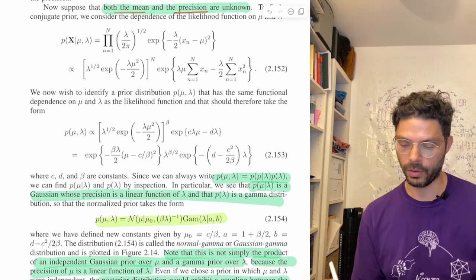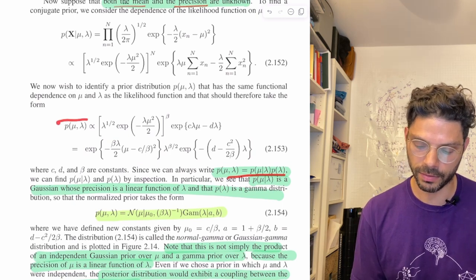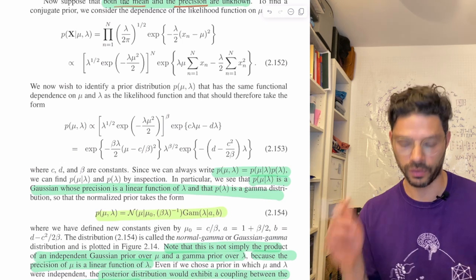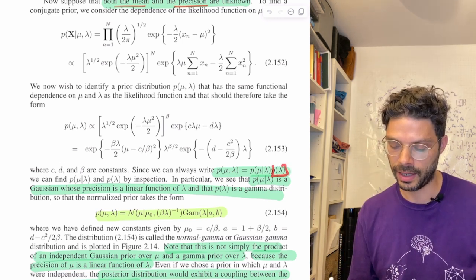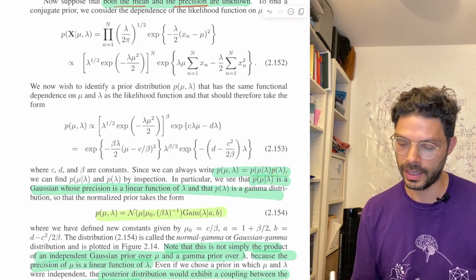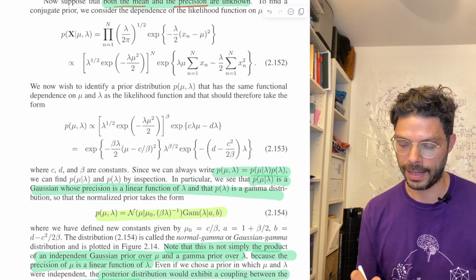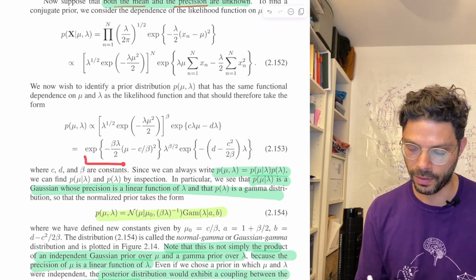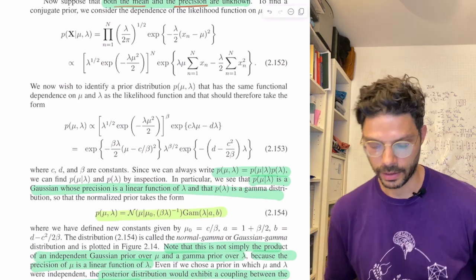Just rearrange that equation. The reason he's done that is because you can write this joint probability distribution, using the product rule or whatever it was, as the product of p(lambda) times p(mu given lambda). So p(lambda) is something that involves just lambda, and that looks like a gamma distribution. And then you have a Gaussian distribution, right? You have something quadratic showing up there.